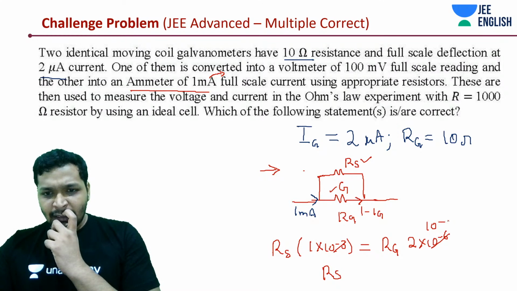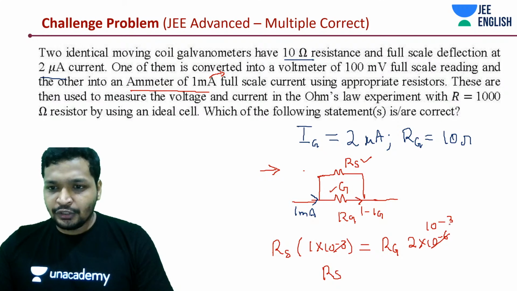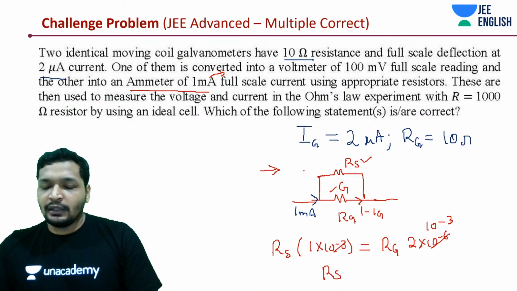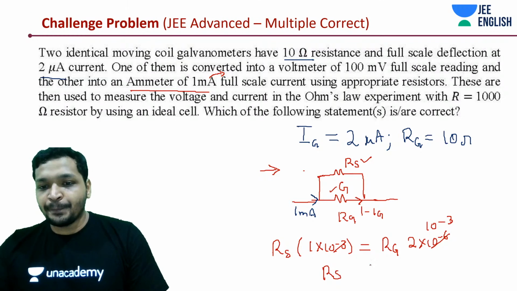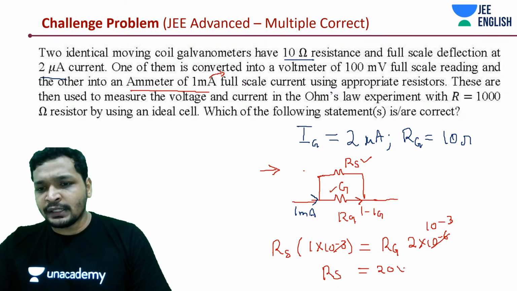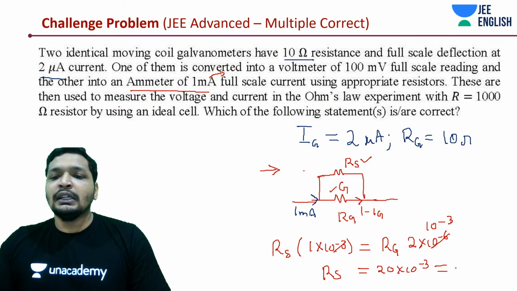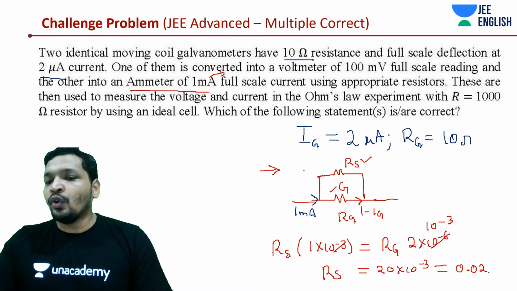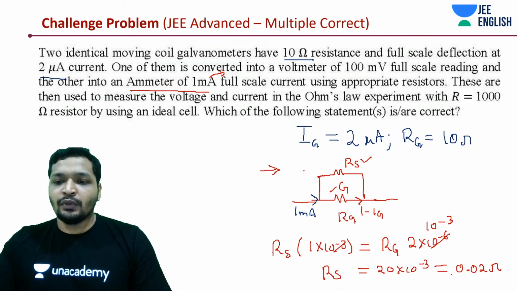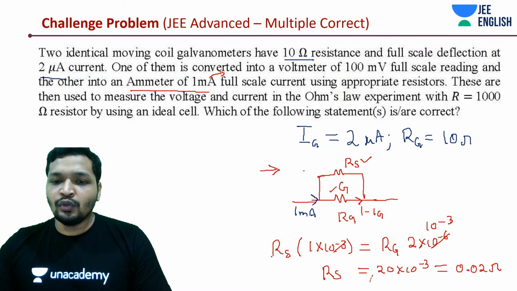V is equal to IR. Yeah, we are doing it correct. 10 to the power minus 3. Yeah, that should be small, right? I'm thinking, why is the value of resistance so small? And this is 10 ohms. So 20 into basically 10 to the power minus 3. So how much is that? Approximately 0.02 ohms.